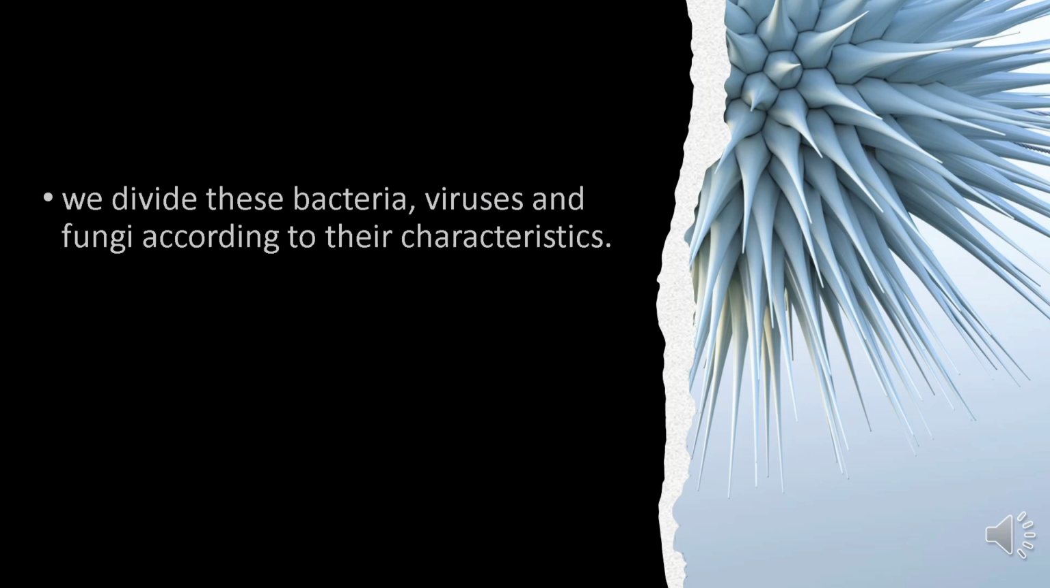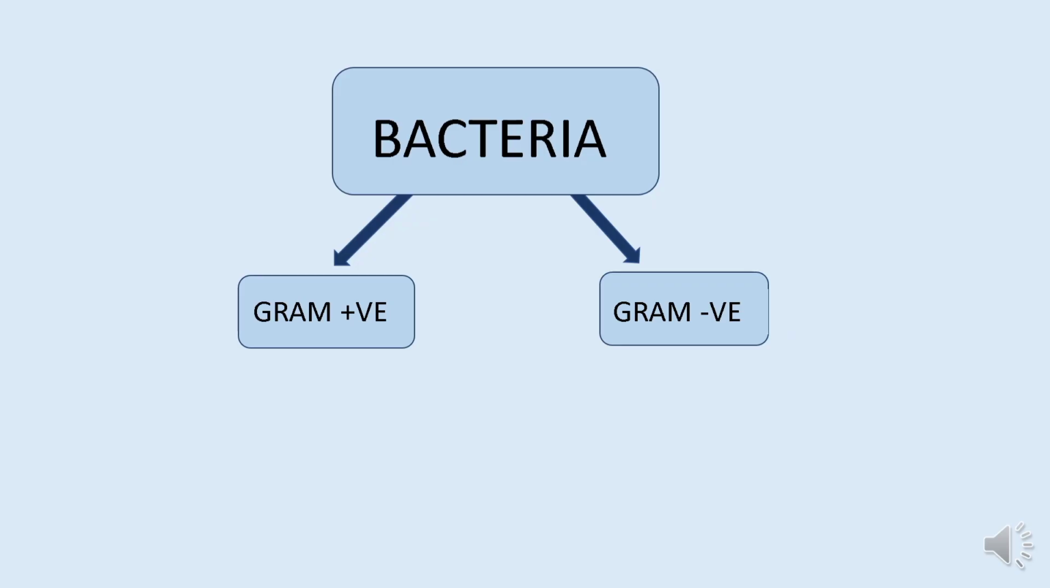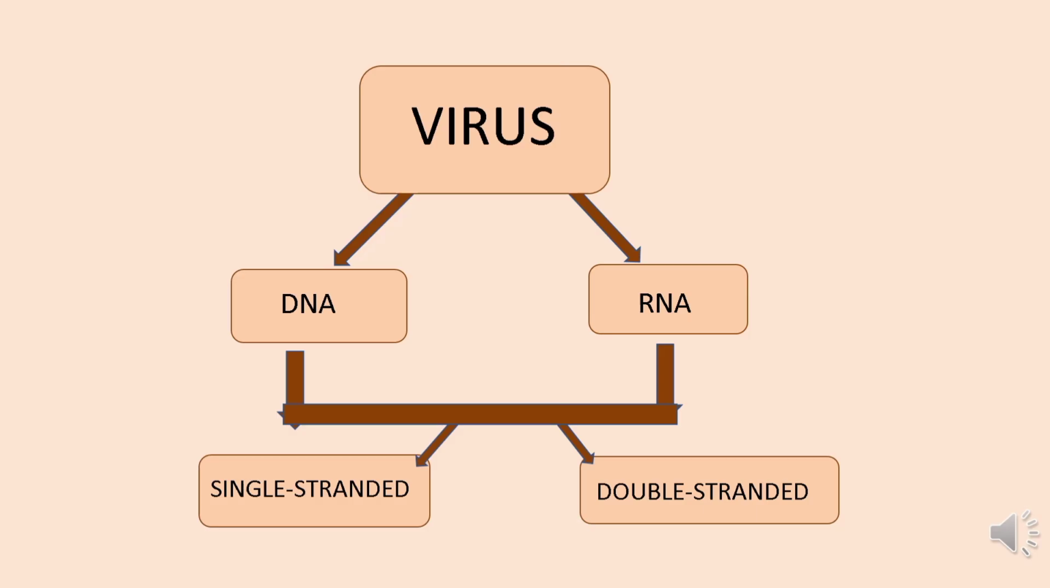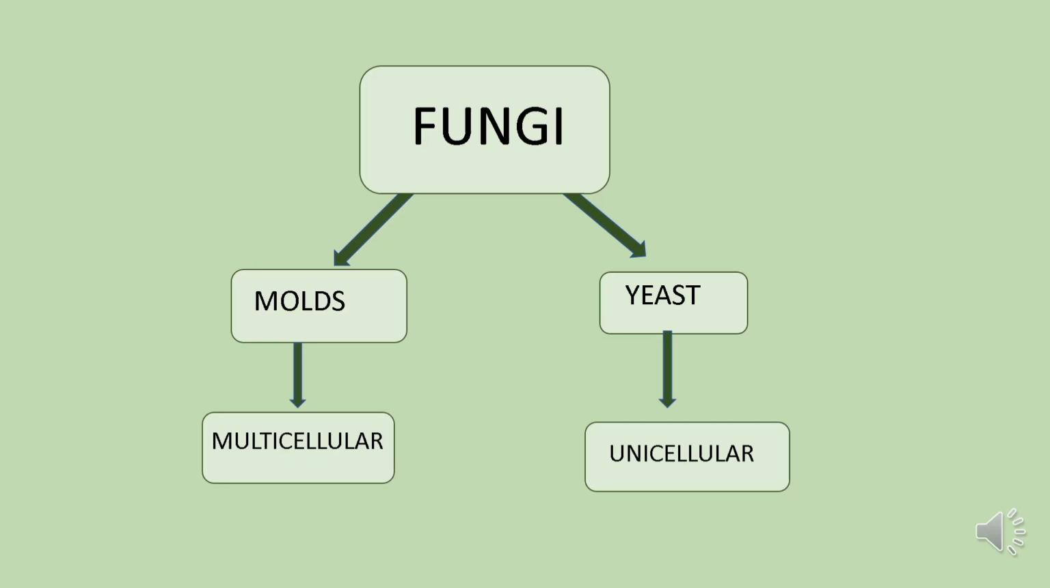Generally, we divide these bacteria, viruses, and fungi according to their characteristics. So, in bacteria, we use gram stain, either positive or negative, to categorize them. We will get into detail about gram stain soon. In viruses, we depend on their genomes, DNA or RNA, whether it's single stranded or double stranded. In fungi, they are divided into molds, which are multicellular, or yeast, which are unicellular.